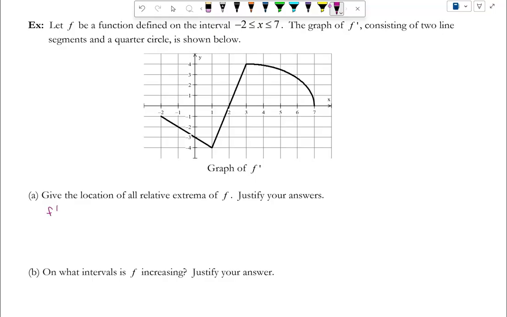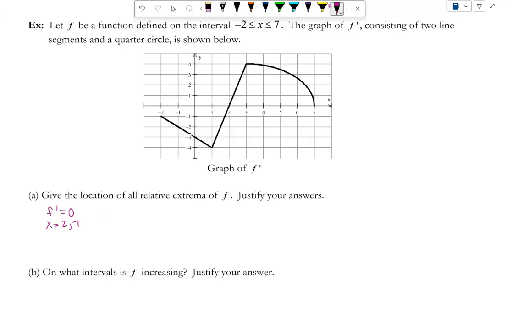So where f prime is equal to 0 is going to happen at 2, and it's going to happen at 7, but I'm going to point out that 7 is also the end of this closed domain. So I can't really say that 7 is a relative max or min because I don't know what comes after 7. So 7 is not the location of a relative max or min. I can rule that one out. So let's see what's happening when x is equal to 2.